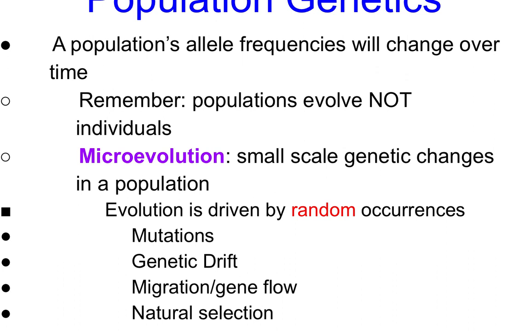Microevolution is small-scale genetics, and those are small changes in a population. Evolution is driven by these random occurrences. They can be mutations, genetic drift, migration, which is also called gene flow, and then, of course, natural selection.